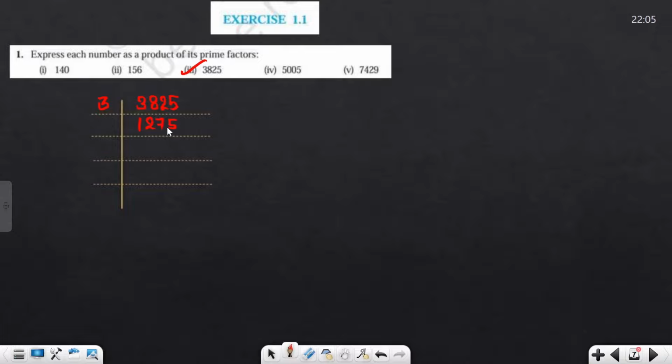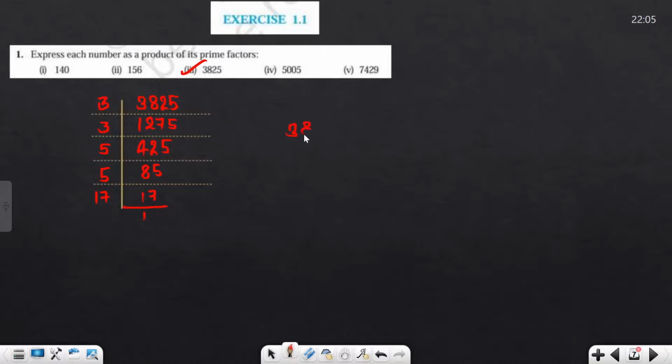When you divide by 3, we get 1275. Now again add the digits: 5 and 7 is 12, 12 and 2 is 14, and 1 is 15. It means this number again divides by 3. We get 425. 4 and 2 is 6, and 5 is 11, not divisible by 3, so it is divisible by 5. 5 eights are 40 and 5 fives are 25. Again divide by 5, what do we get? 17. 17 divided by 17, because 17 is a prime number.